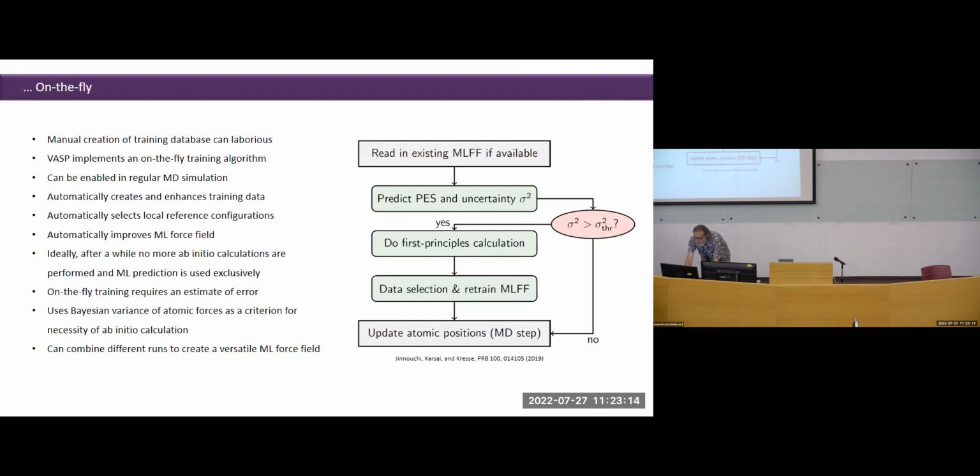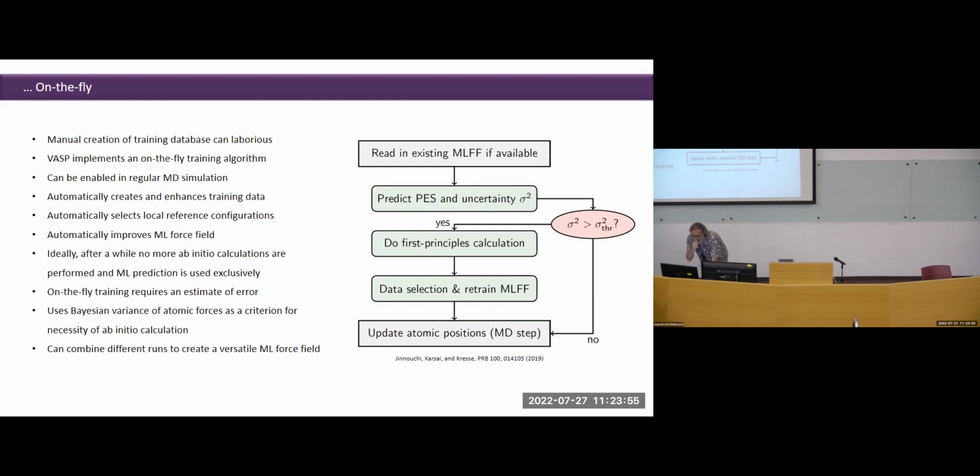Yeah. So let's say the key ingredient there is, of course, that one can use this Bayesian variance to judge whether you can trust your current model or not, right? That is the idea behind that. And what is also nice is that one can combine this. So one could, for instance, take phase A of a certain material, train for it, take the force field, restart the training for another phase of the same material, and improve your force field so that it can describe both. Those are the things that one would like.